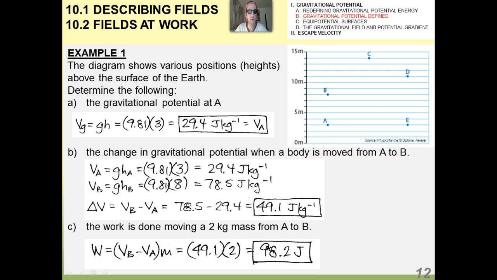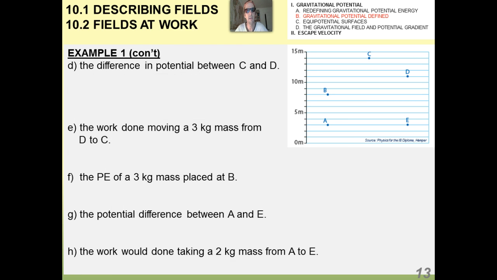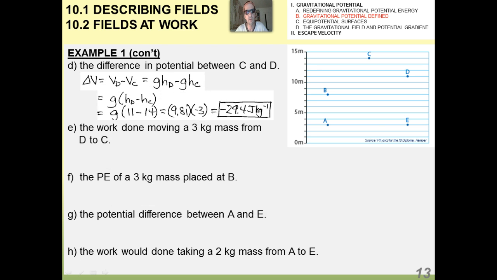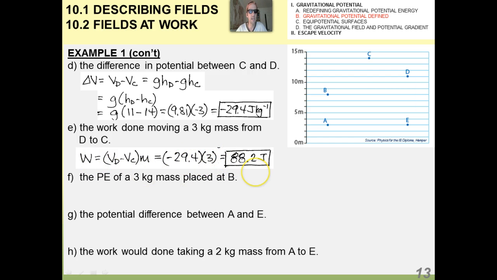All right, how about the work done moving a 2 kilogram mass from A to B? Well, the work done is delta V, which is VB minus VA, times the mass. I got 98.2 joules. Very revealing and instructive example to know how to do this, okay? Let's continue. What's the difference in potential between C and D? Well, that's pretty straightforward if you understood what it was before. It's VD minus VC. Now we're going down, okay? And the delta V, the change in potential, is therefore negative. The work done moving a 3 kg mass from D to C, well, again, it's 88.2, okay? It's actually a negative amount of work done, okay?